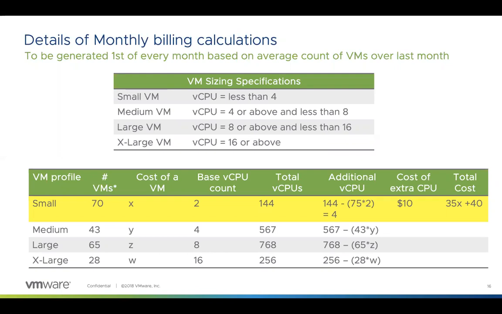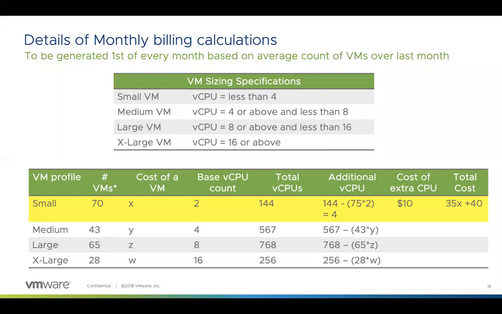And the medium VM has vCPUs between 4 and less than 8. So 4, 5, 6, 7. The large VM would be those with vCPUs from 8 to 15. And similarly, extra large is the VMs with 16 or more vCPUs. This is the classic classification of how they want to size or profile their VMs. This is specifically meant for costing purposes, right?